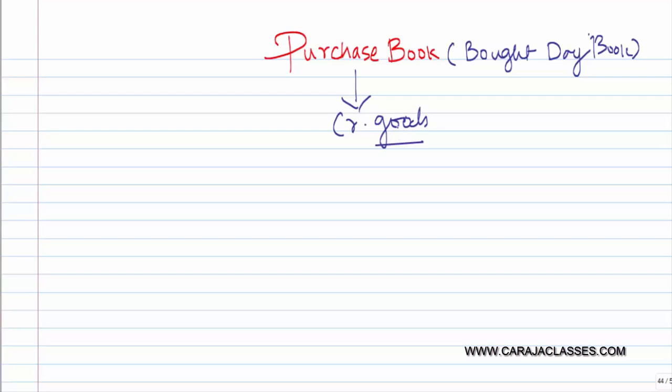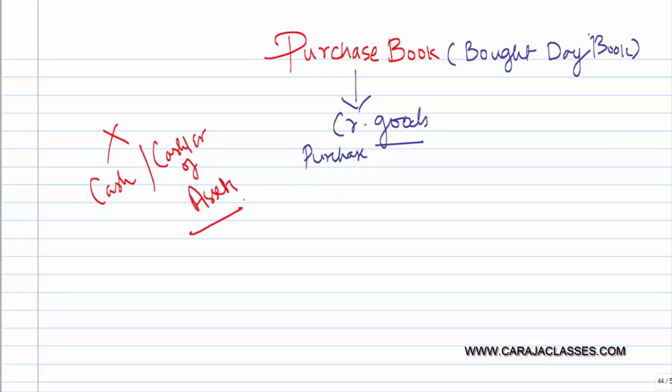So the purchase book will record only the credit purchases of goods which are meant for resale. It will not record cash purchases. It will not record cash or credit purchases of assets, because the focus is on recording the credit purchases of goods which are meant for resale.